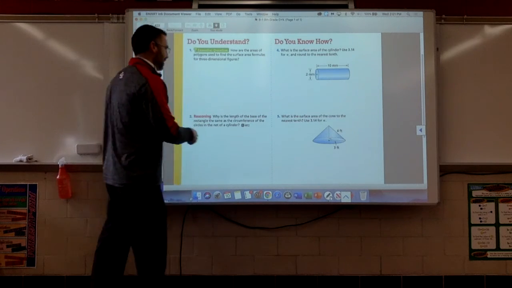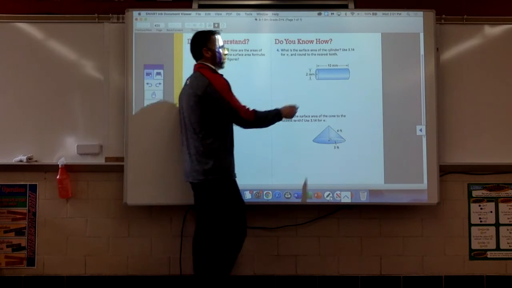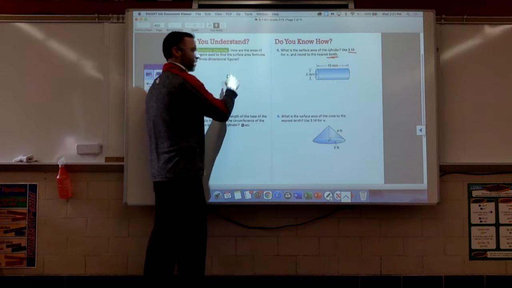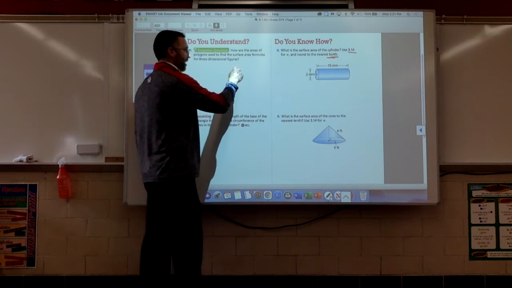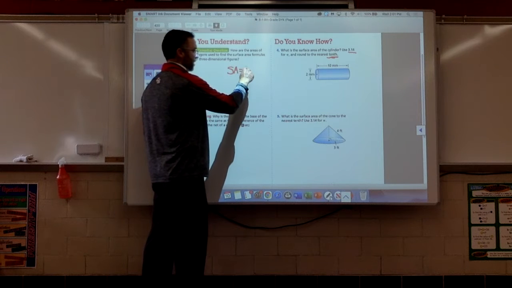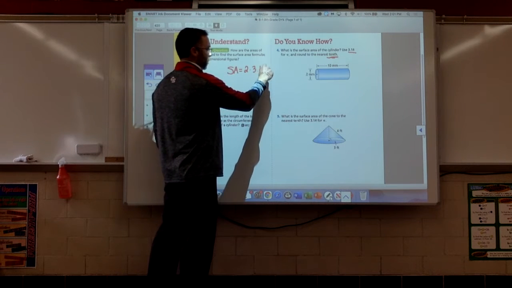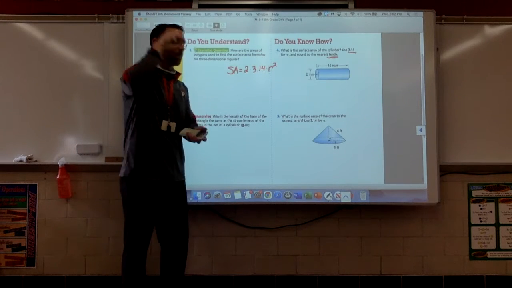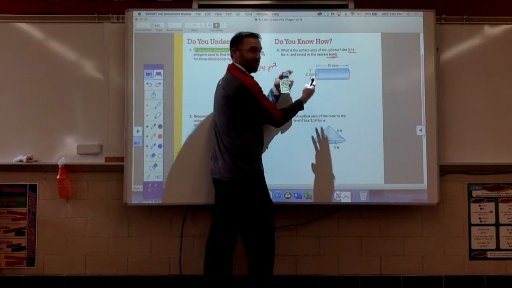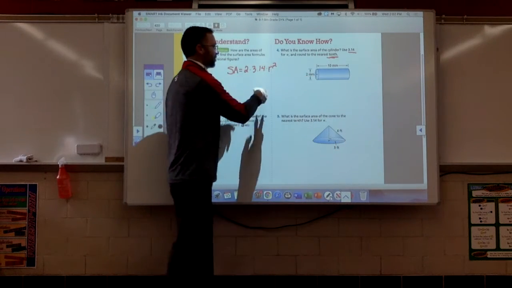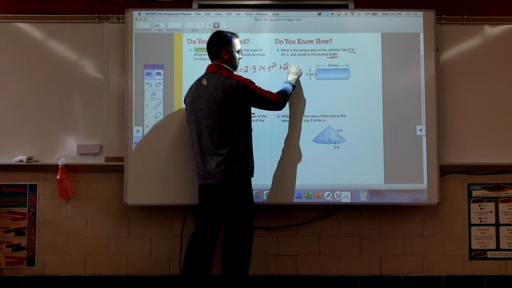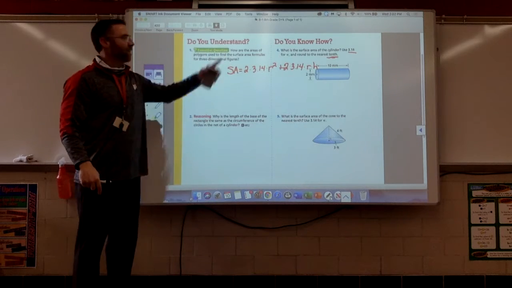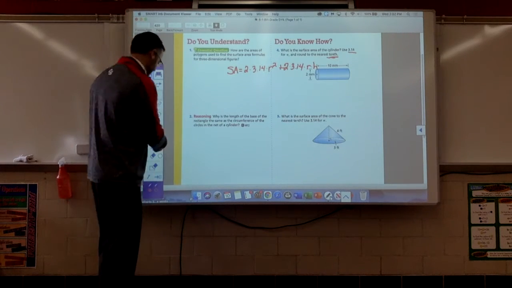What is the surface area of a cylinder? Use 3.14 for pi and round to the nearest tenth. Use your formula. Handy dandy little formula sheet says surface area is 2 times 3.14 times the radius squared. That finds the area of the top and the bottom, in this case the left side and the right side, because these are the circles. Plus 2 times 3.14 times the radius times the height. That's our formula for finding surface area. All we got to do is fill in the blanks.